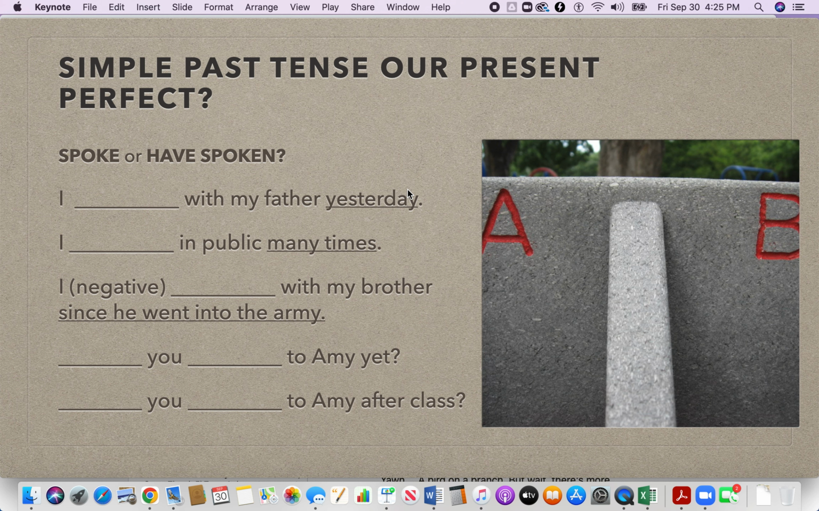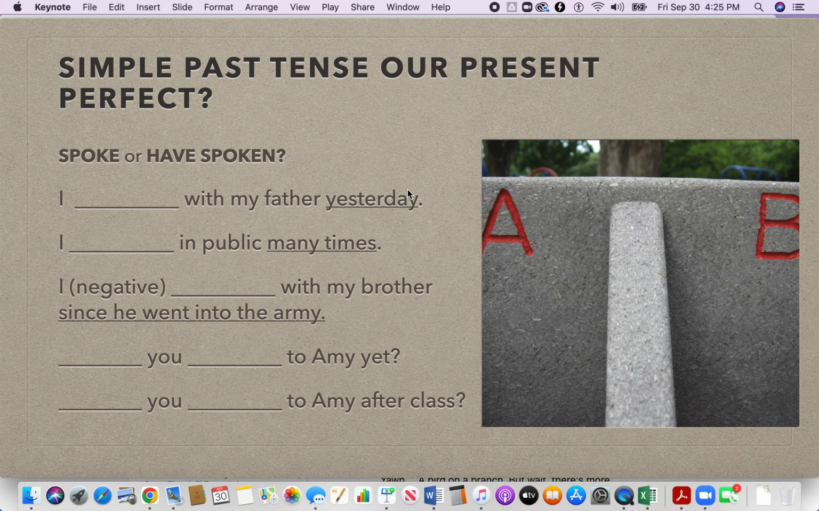How about the next sentence? "I in public many times." So you don't say when, you just say many times. That's an example of the perfect. I have spoken in public many times. Let's make a negative sentence, still using the verb speak. "I something with my brother since he went into the army." Since he went into the army. That's from that time he went into the army until now. That's an example of perfect. I haven't spoken with my brother since he went into the army.